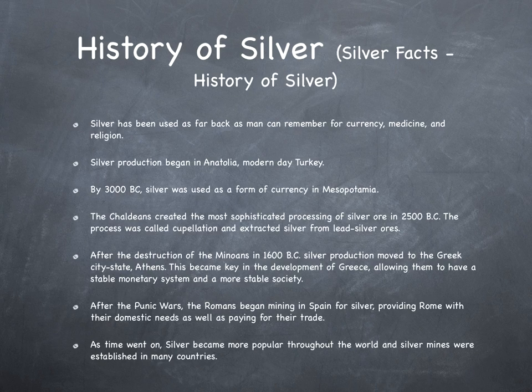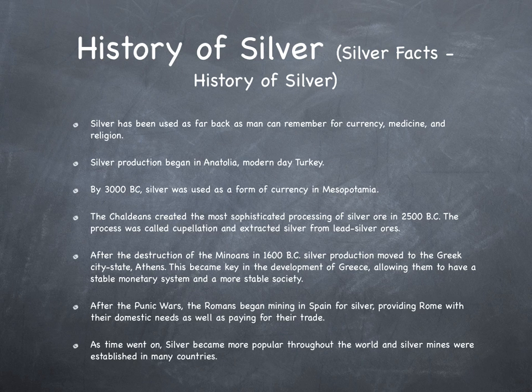History of silver. Silver has been used as far back as man can remember for currency, medicine, and religion. Silver production began in Anatolia, modern-day Turkey. By 3000 BC, silver was used as a form of currency in Mesopotamia. The Chaldeans created the most sophisticated processing of silver ore in 2500 BC. The process was called cupellation and extracted silver from lead-silver ores.